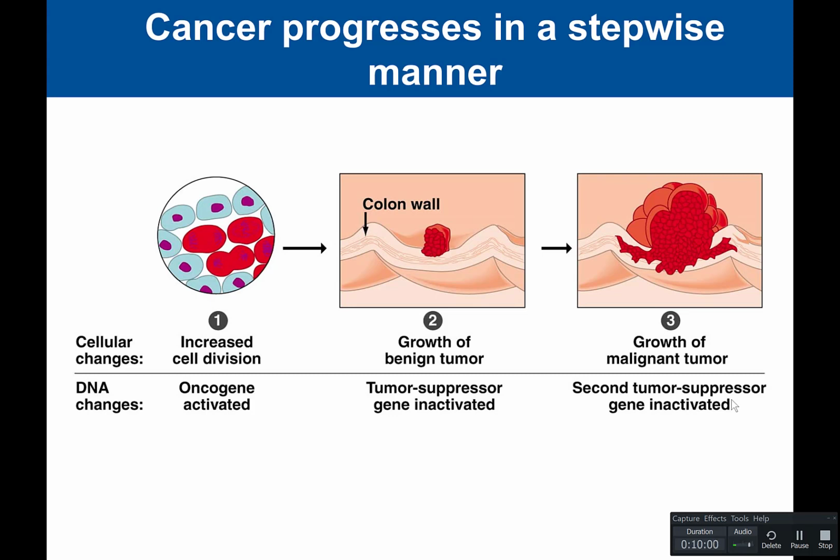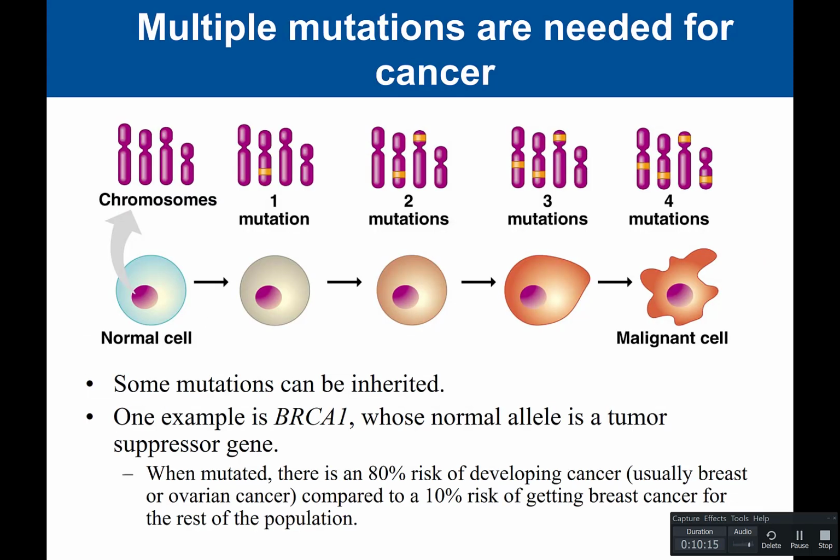And so again, cancer happens in a stepwise manner. It's not a one and done. It's not one mutation and then you have cancer. It's going to be the accumulation of mutations that will eventually lead to cancer. And so again, multiple mutations are needed for cancer. So what you're looking at is that if you look at a normal cell and we get one mutation, it's a slightly abnormal cell, but it's not dividing out of control. We get 2 mutations and then 3 and then 4. And by the time we get to this 4th mutation, we end up with this malignant cell, which causes a lot of problems.